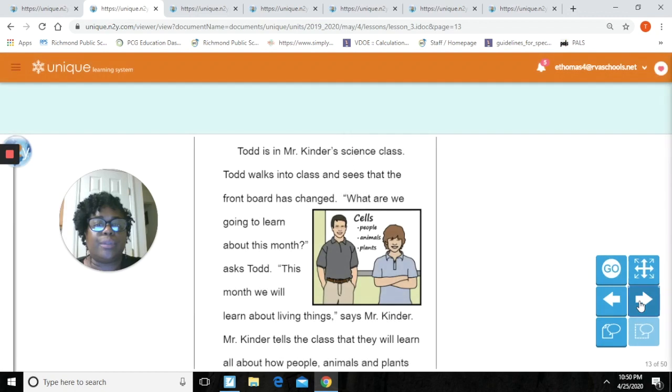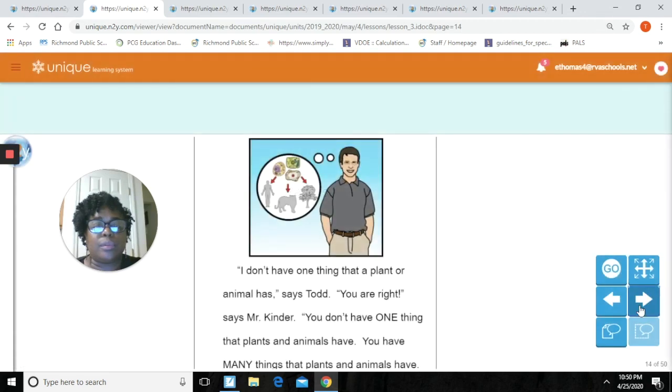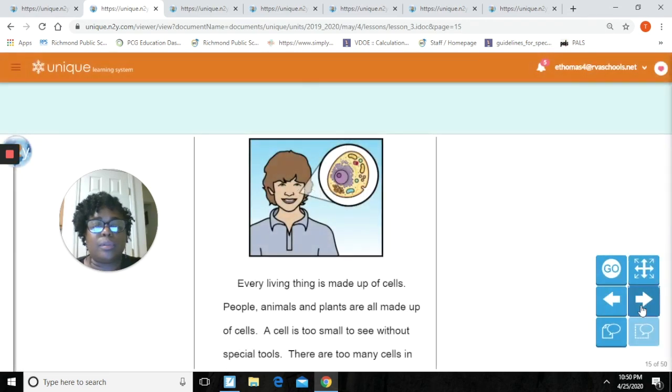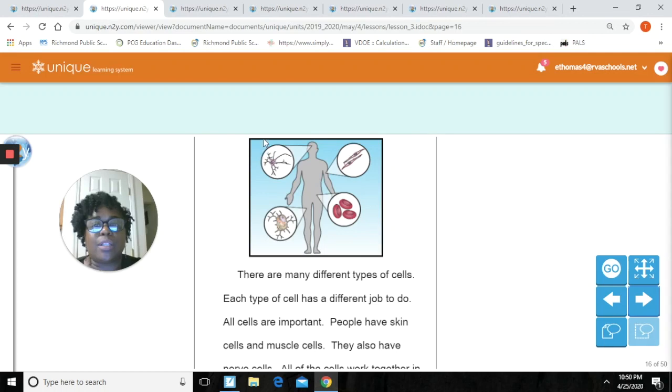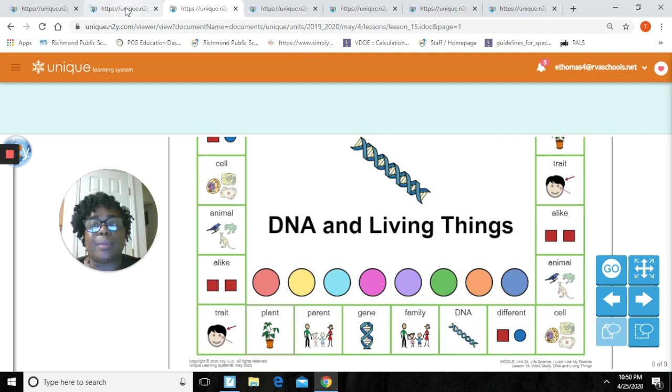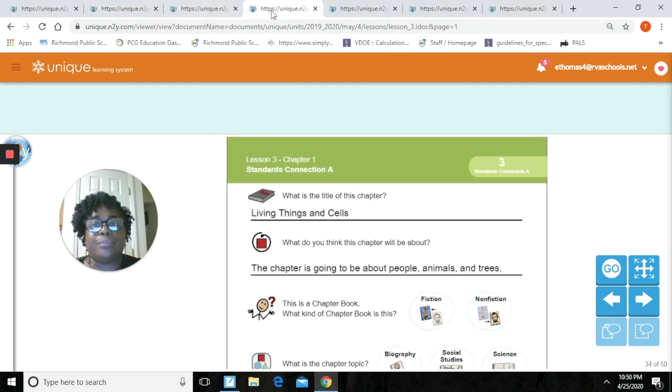Let's go through here. We see that there are actual people here. And they're talking about the human body. These things are actually in our human body. So this must be a nonfiction, a book about nonfiction or a chapter about nonfiction, right? And we were right, okay?